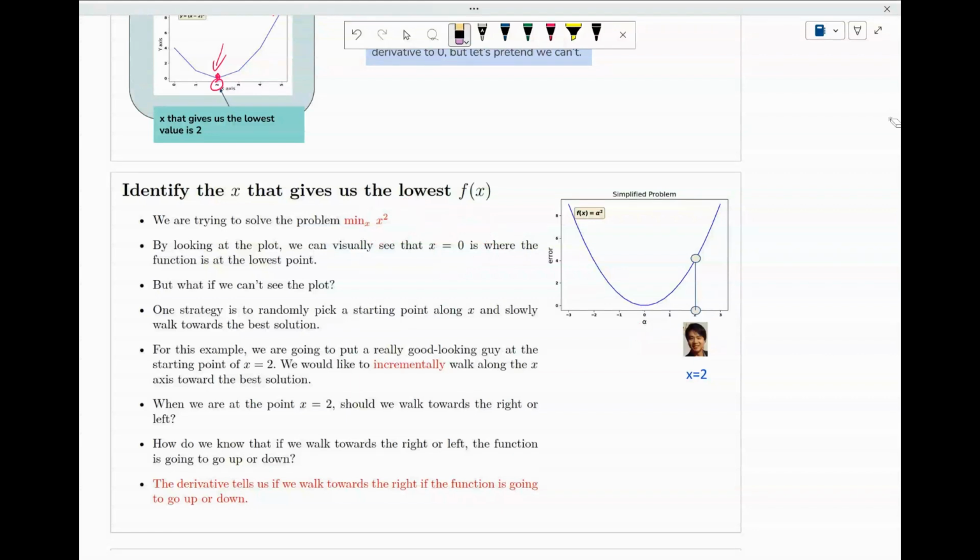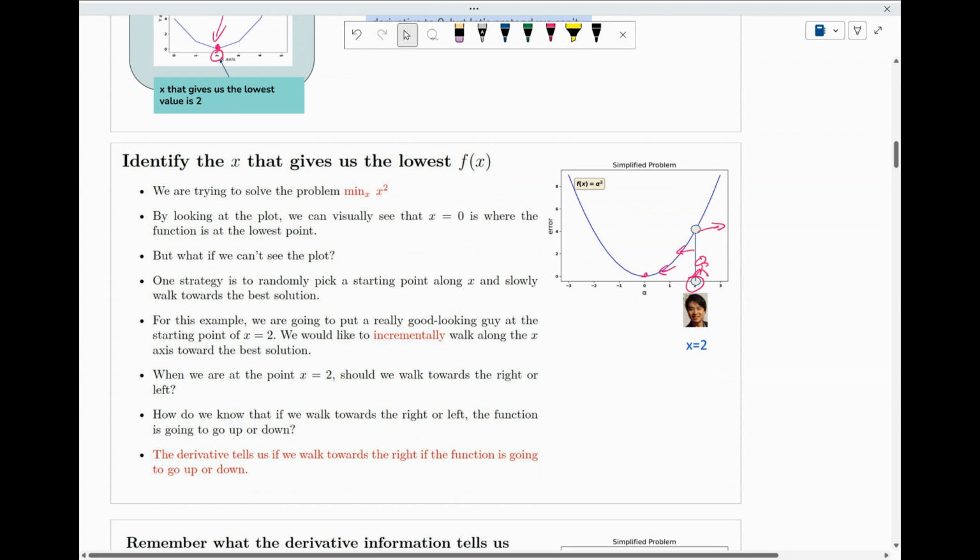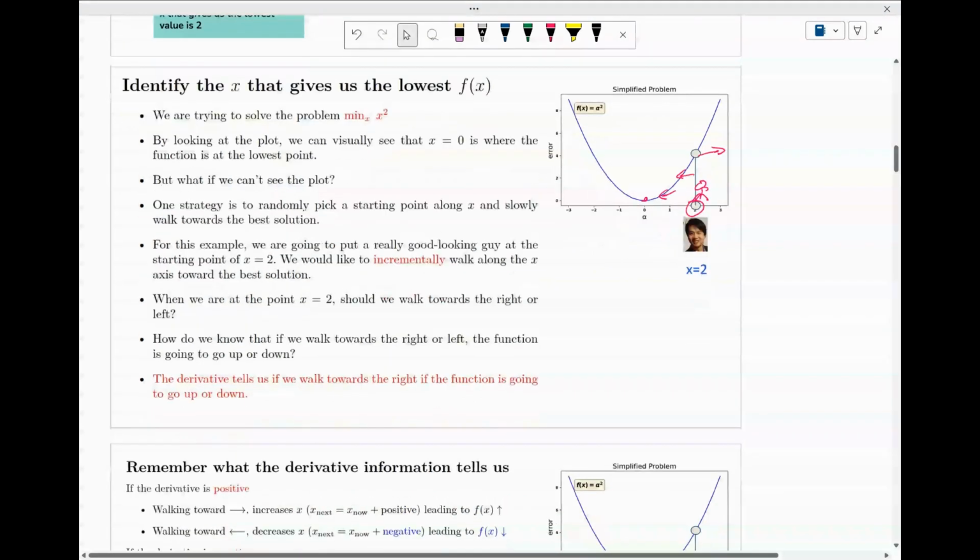Well, our strategy is to essentially randomly pick an x value. We don't know which x is going to give us the lowest point, but we're going to pick a random value, and let's say 2. So we can pretend there's a person at 2. And the strategy is that by looking at the derivative, like if you go this way, is the function going to go up? If you go this way, is the function going to go up? By identifying which way the function is going to go down, this person is going to incrementally walk towards the optimal solution. So this is the general idea of the algorithm.